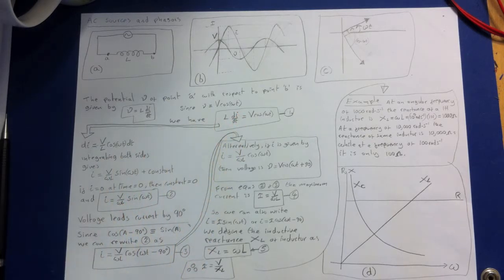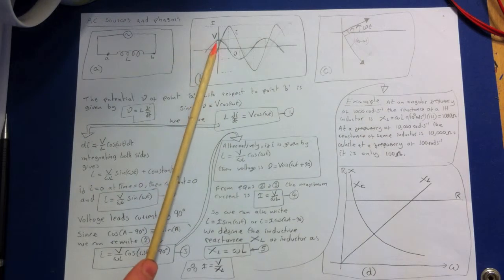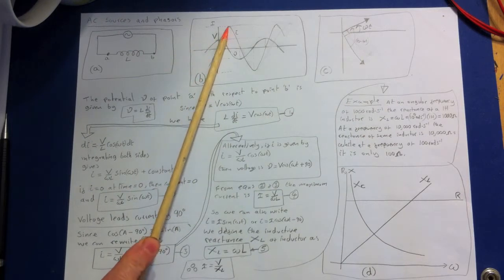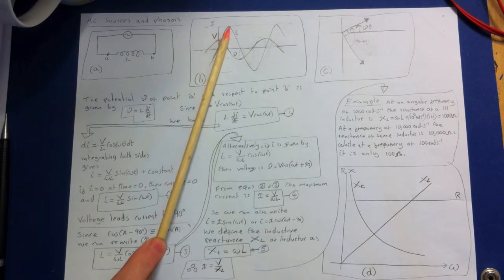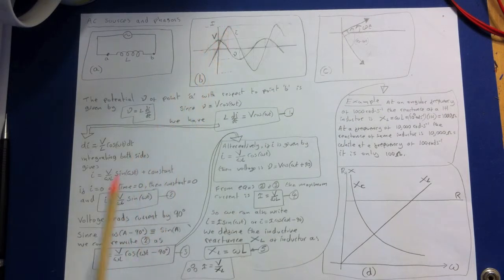So that's the current. We've got the current and we've got the voltage now. Voltage and current are a quarter cycle out of phase, but this time the voltage leads the current by 90 degrees. This may also be seen by rewriting equation 2 using the trig identity cosine A minus 90 equals sine A. So if you use this identity here, you can rewrite this as this. You can see that the current, like the voltage here, is simply the voltage shifted by minus 90 degrees. You can see that there's this 90 degree difference between them.